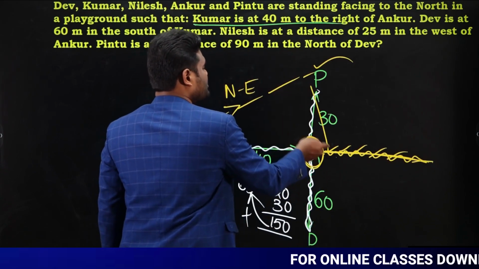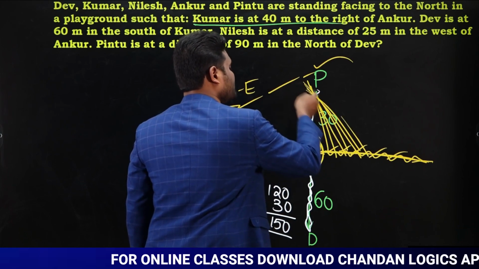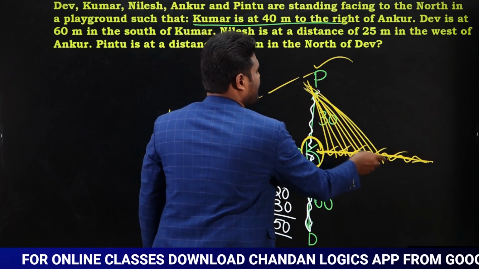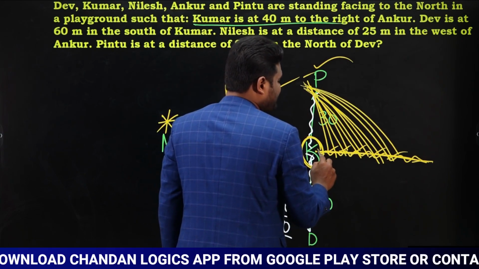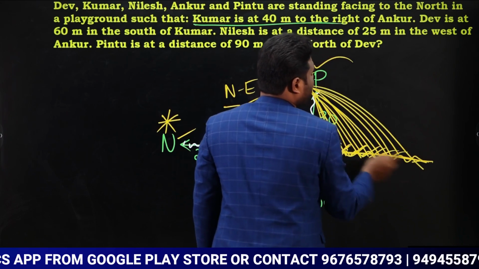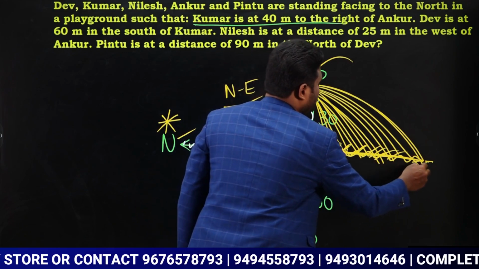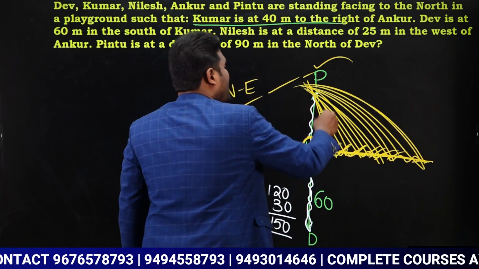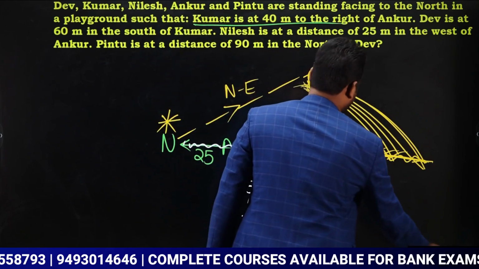If we observe, who is to the northwest means in the northwest direction. Who is there in the northwest direction means my answer is Pinto. Yes or no? Why? Because whether the person to the right of Kumar is sitting here or here or here, whatever the position may be, for any person sitting to the right of Kumar, Pinto is there in the northwest.